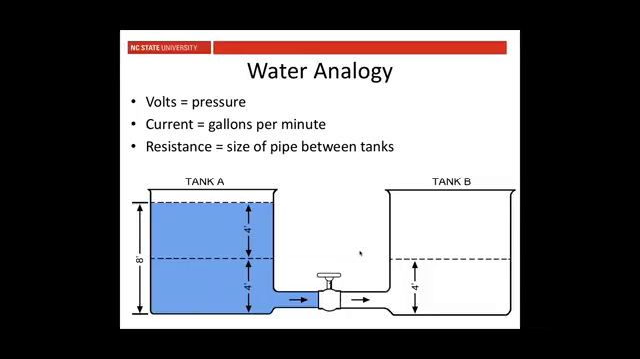So resistance is the size of the pipe between the tanks. It's an analogy for what resistance is. The bigger the pipe, the lower the resistance. The bigger the wire gauge, the lower the resistance in the system.